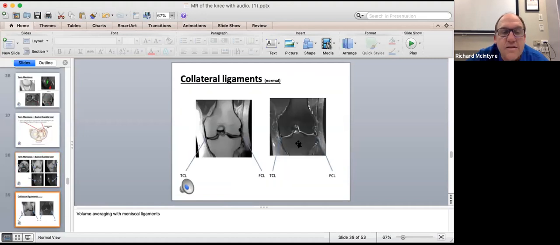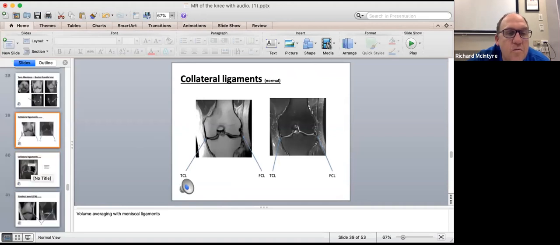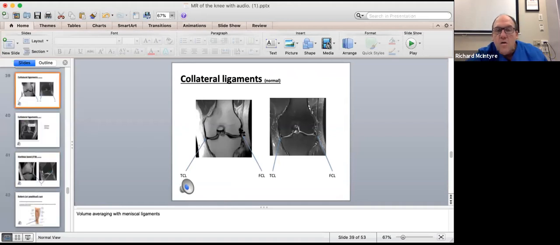Collateral ligaments. This is probably a good example of what I was saying before about the planes. We can see those collateral ligaments are hypointense, like all ligaments. Okay, and you could imagine the best planes to image these would be coronal, because they're shaped along the side of the knee, and axial. Okay, so if you did axial through the knee, you'd interrogate these, or you'd be able to see them in cross section.